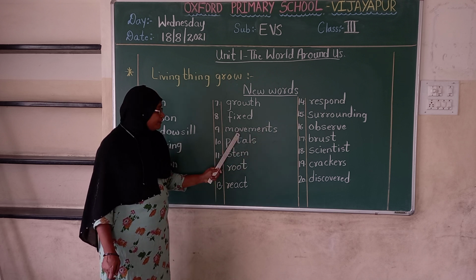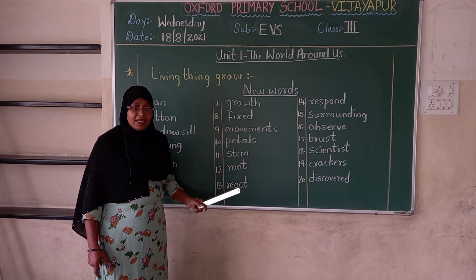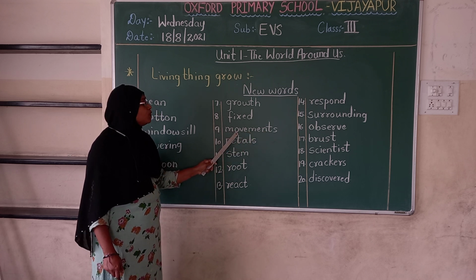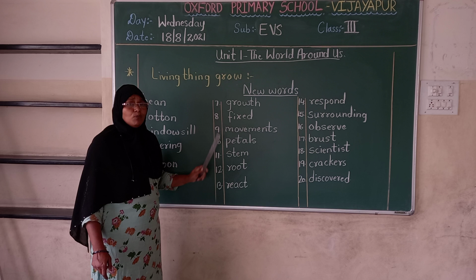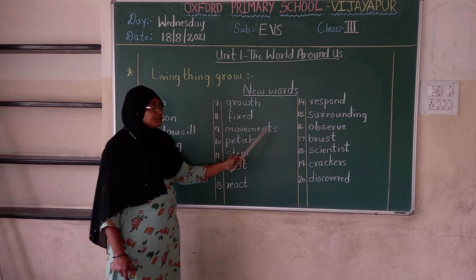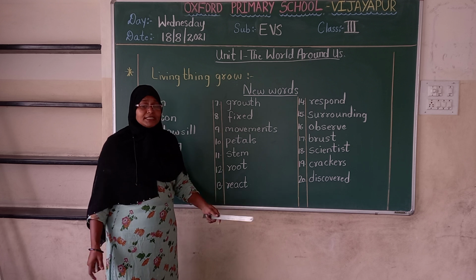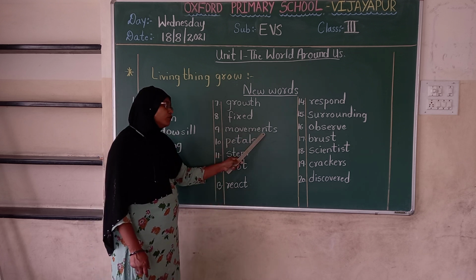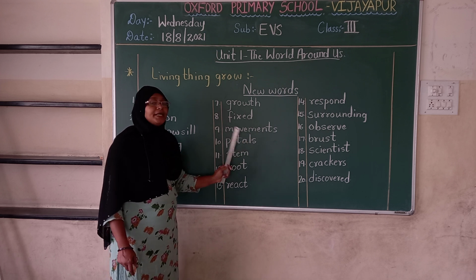Movements. If you find this spelling lengthy, you can break the word. That is M-O-V-E, move. Move means to go from one place to another. Movements means you are showing your movements, that you are going from one place to another place. That is movements. Tenth one, petals.